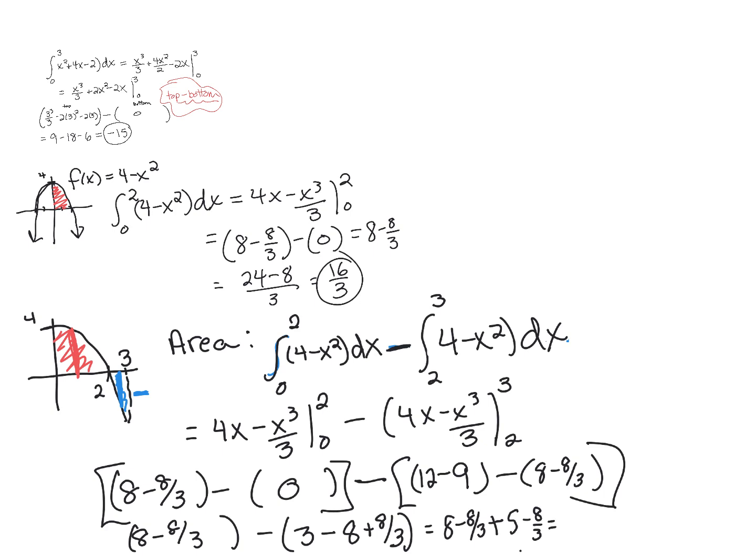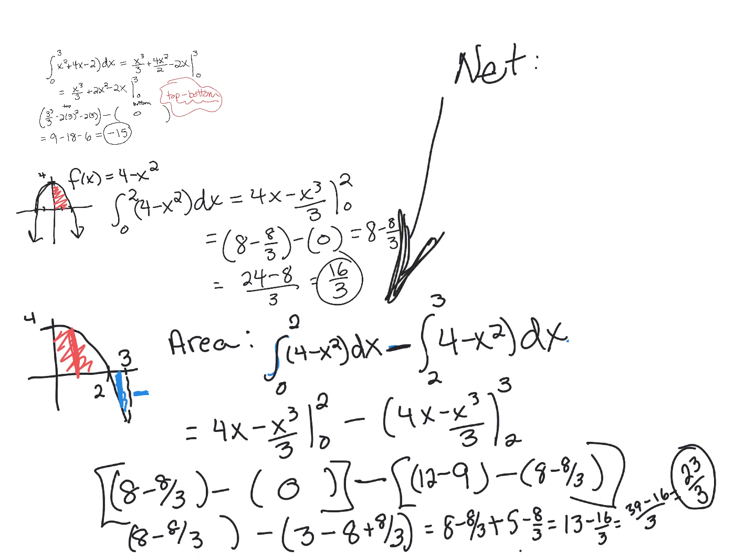So put your whole numbers together, put your fractions together. Common denominator, I got 39, I'm running out of room, minus 16 all over 3. 39 minus 16 is 23 over 3. Okay? Now, that was the area. What if I wanted to just find the net? In other words, just do the definite integral for this guy right here.